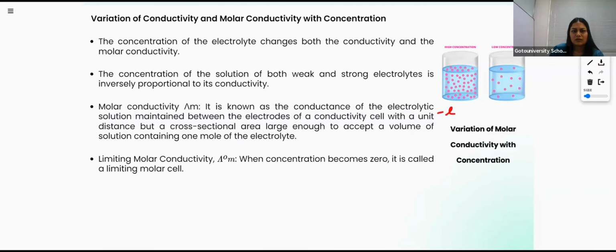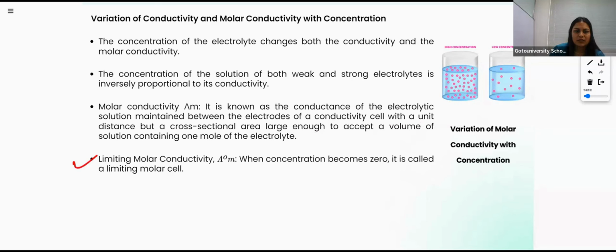This is L and cross-sectional area is A, right? Where we took this unit distance as volume, right? Volume of solution, right? From where our lambda m will become equal to kappa upon c, that we have just discussed. So these are the theoretical definitions we have just discussed now, right?